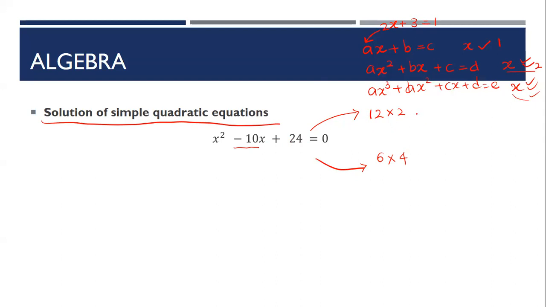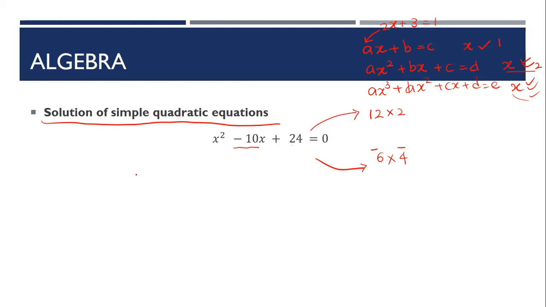Okay, so here the multiplication should be plus and the summation should be minus. So therefore it is a minus condition. So here we can take minus 6 and minus 4. If you guys check, minus 6 into minus 4 is plus 24. Minus 6 plus minus 4 is minus 10x.